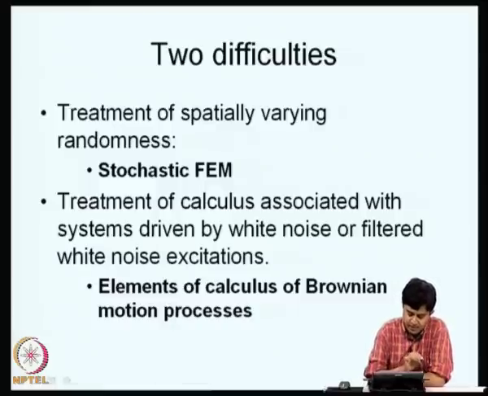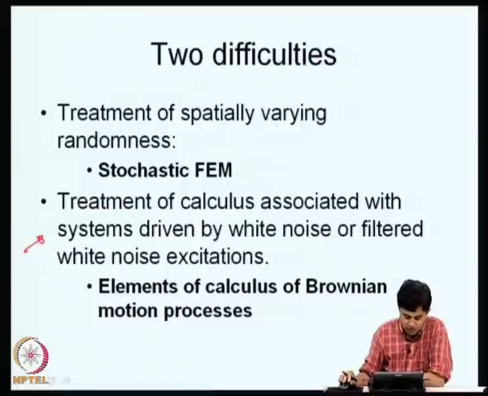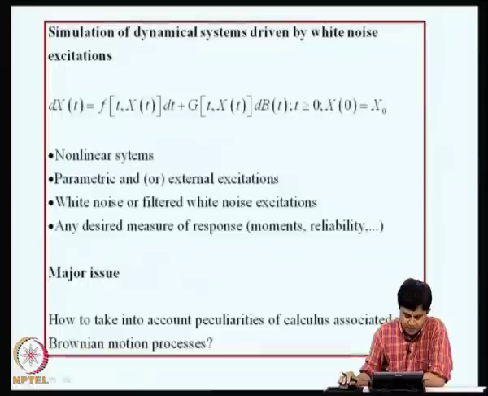On the other hand, there is yet another difficulty that is associated with the treatment of calculus associated with systems driven by white noise or filtered white noise excitation. So, what we would do in this lecture is we will cover the second aspect, and we will consider how to numerically simulate samples of response of systems which are driven either by white noise or by filtered white noise, and that would require a preliminary discussion on elements of calculus of Brownian motion processes. So, this is what we are going to do in this lecture.